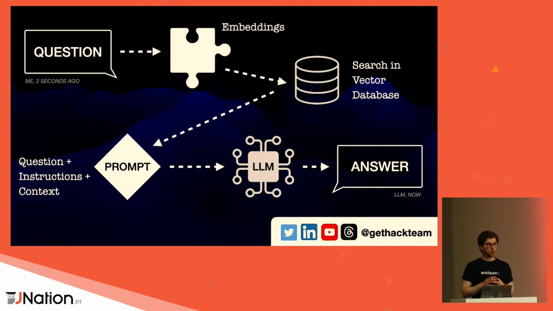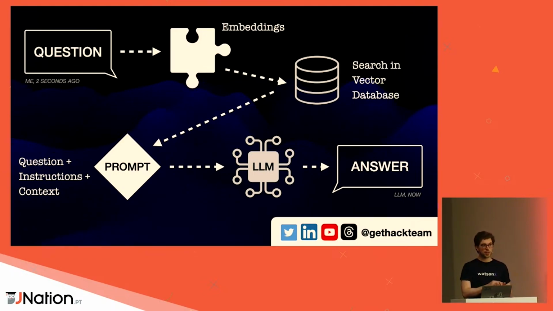So here there's actually multiple things happening. It goes to a vector database, it tries to find related context, and then it's going to put this related context in your prompt, together with the question and set of instructions. And only then it's going to generate an answer for you. So there's an additional step here, which is the vector database.